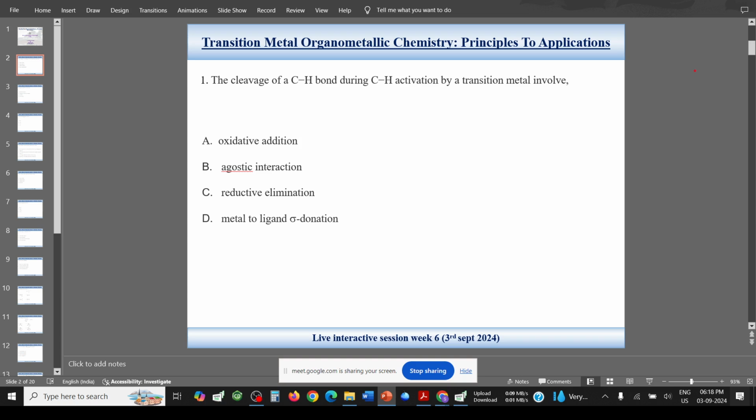So now we have the first question regarding the CH activation, which we have already discussed in detail in the last 2 classes. So question 1 is: the cleavage of the CH bond during CH activation by the transition metal involves? If you know the answer, you can just unmute and tell me. Agostic interactions. Option number B. Okay. This is the only option.